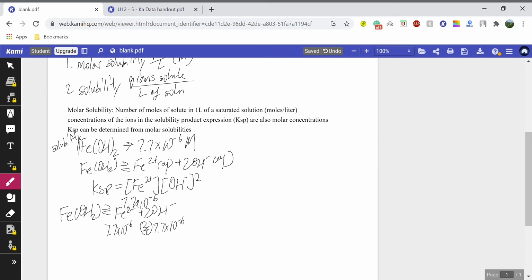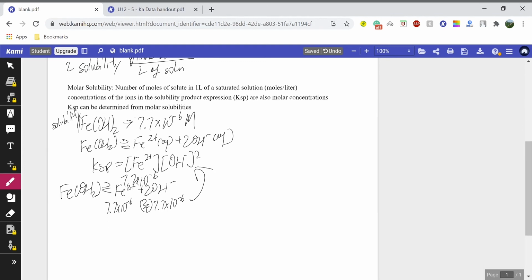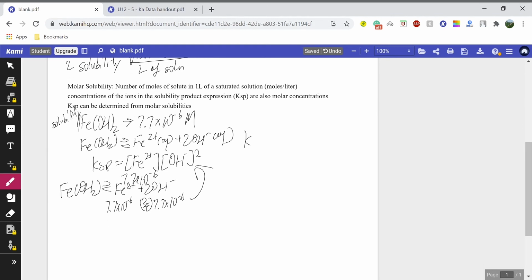Now step 3, we need to substitute the concentrations into this equation. So Ksp will be equal to 7.7 times 10 to the negative 6, which is Fe2+.